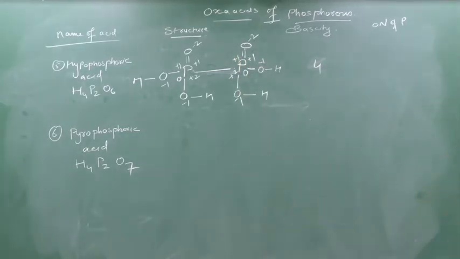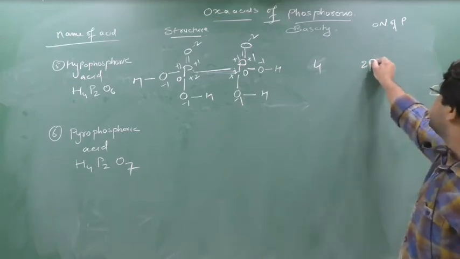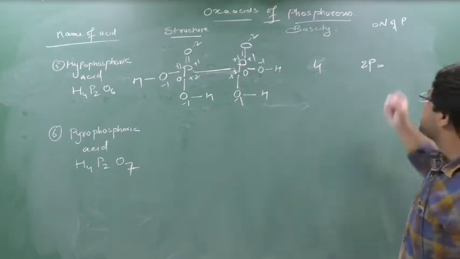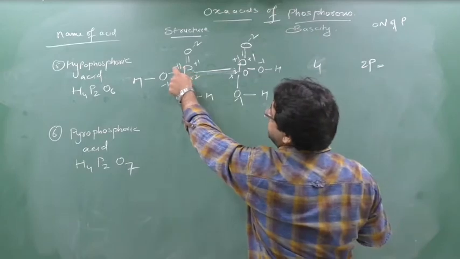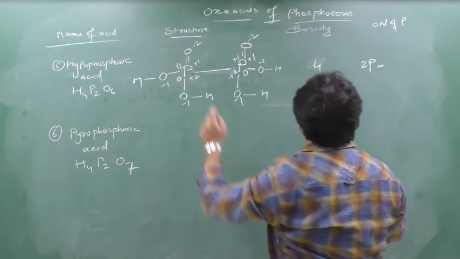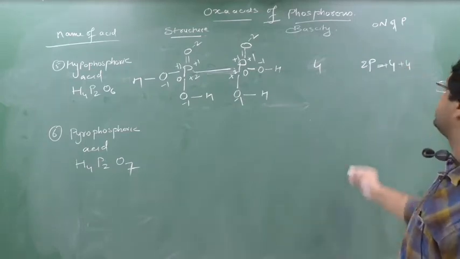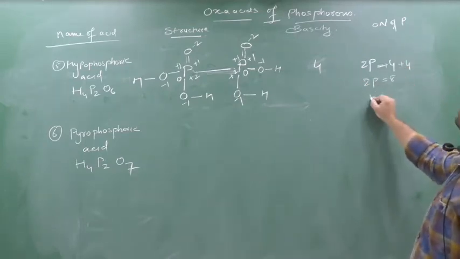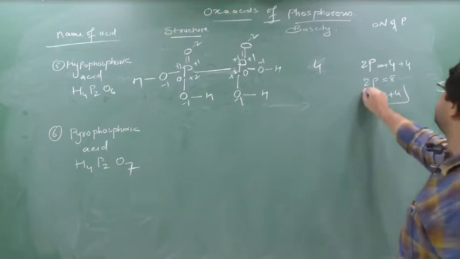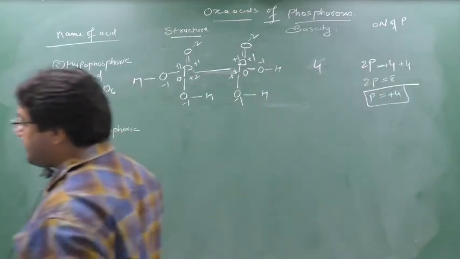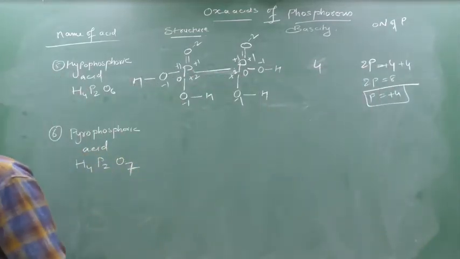Now see, what is the oxidation number of phosphorus here? Here there are 2 phosphorus. On each phosphorus how many? Plus 2 plus 1 is plus 3, plus 1, plus 4. So here plus 4 and the other phosphorus also plus 4. So 2P equals 8, P equals plus 4. So the oxidation number of phosphorus in hypophosphoric acid is plus 4. Clear?